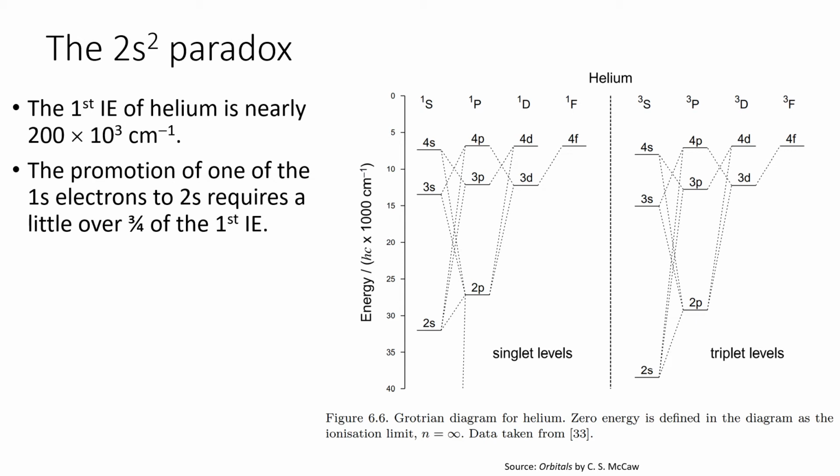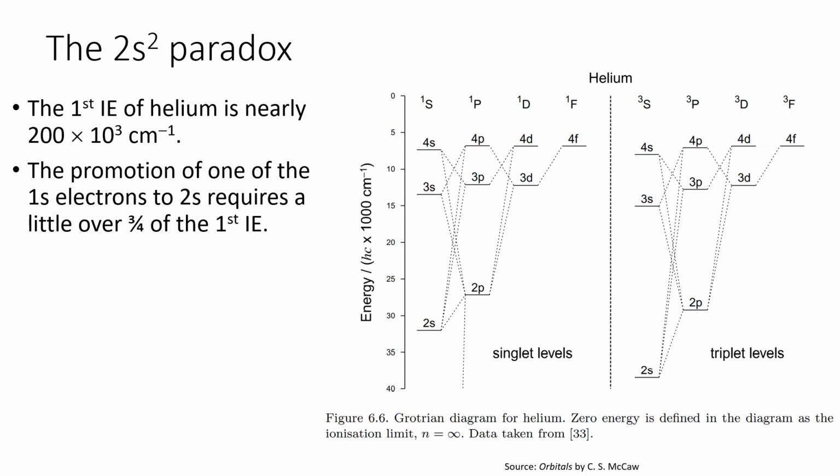So you can see that in order to excite a 1s electron up to the 2s level, you can think about it, the 1s level will be at about 200,000 wave numbers, which is going to be miles off the bottom of the diagram there. And so I'm making the point that to get from the 1s level up to the 2s, you're actually using over 3/4 of the first ionisation energy.